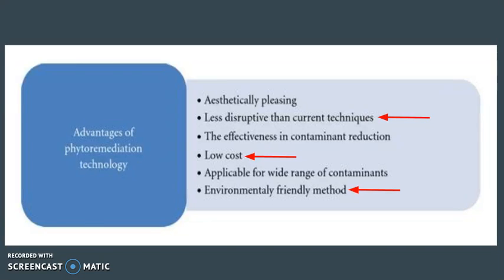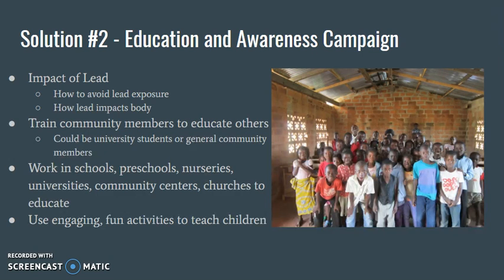In addition, it is cost-effective since plants can survive and be used for multiple growing seasons. Furthermore, this method has far-reaching results like erosion control, which helps avoid the spread of the contaminants. Our second solution involves an education and awareness campaign to help teach the community about the harmful effects of lead and how to avoid it.